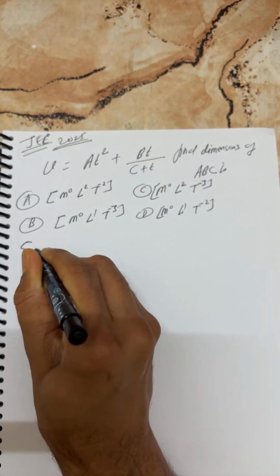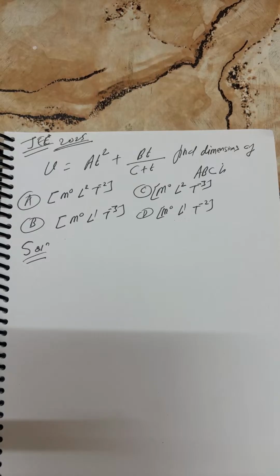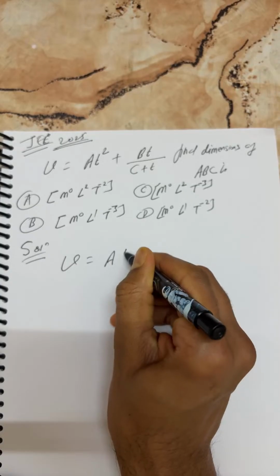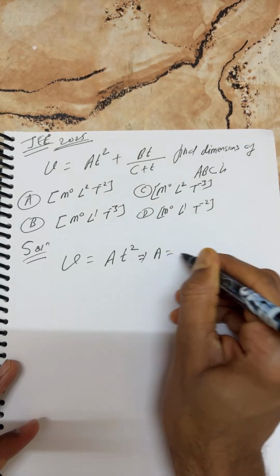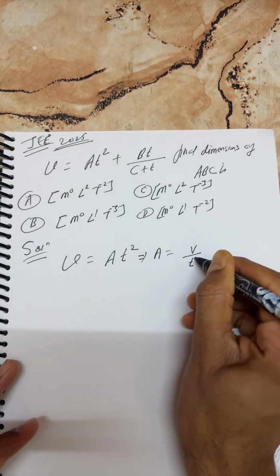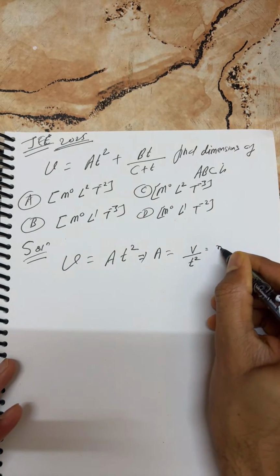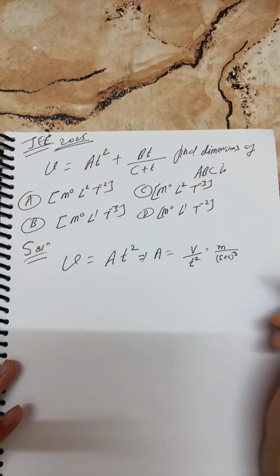Have a look at the solution of this question. Very simple. We wish to find A, B, and C. Be quick here. V is equal to AT square. We'll get A from here only. This implies A is equal to V by T square. Velocity is what? Meter per second, so meter upon second square.